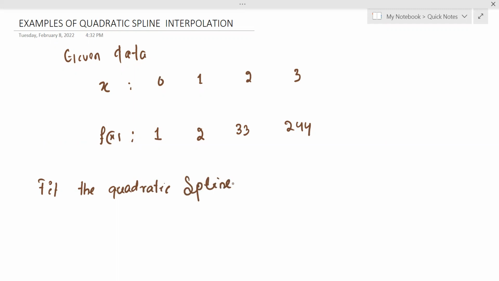Fit the quadratic spline with M0 is equal to F double dash 0.